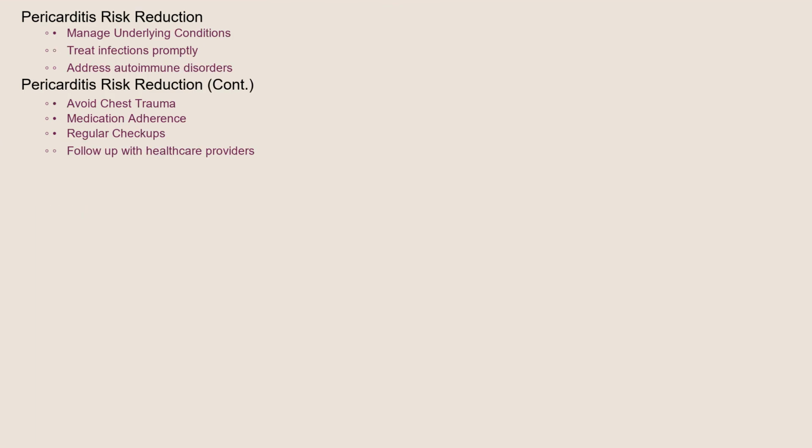While not always preventable, certain measures can reduce the risk of developing pericarditis. Prompt treatment of underlying infections and autoimmune disorders can help prevent secondary pericardial inflammation. Avoiding activities that increase the risk of chest trauma can also be beneficial. Adhering to prescribed medication regimens and following up with healthcare providers for regular checkups are crucial for managing underlying conditions that may predispose individuals to pericarditis.